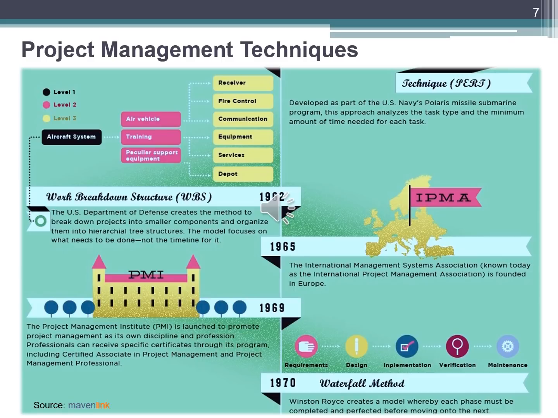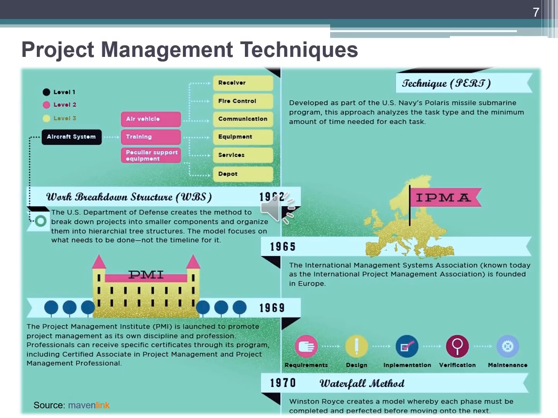In 1965, the International Management System Association, known today as the International Project Management Association, is founded in Europe. In 1969, the Project Management Institute, PMI, is launched to promote project management as its own discipline and profession. Professionals can receive specific certificates through this program, including Certified Associate in Project Management and Project Management Professional.